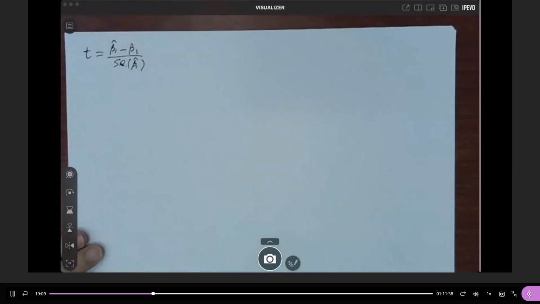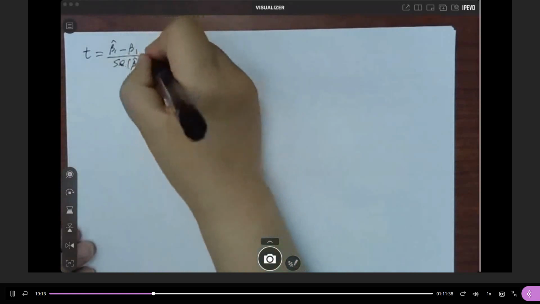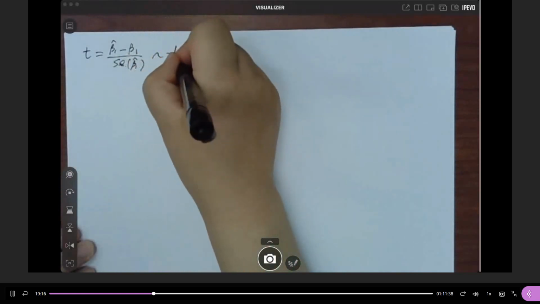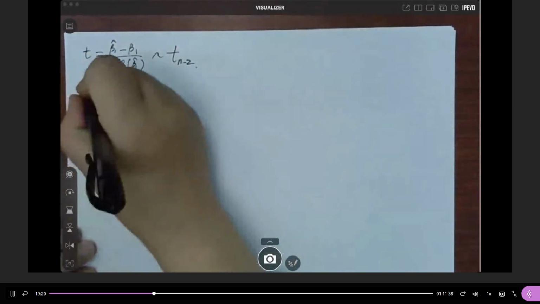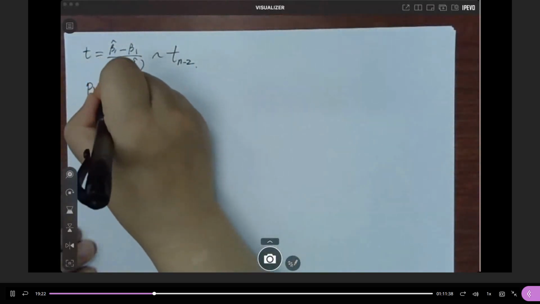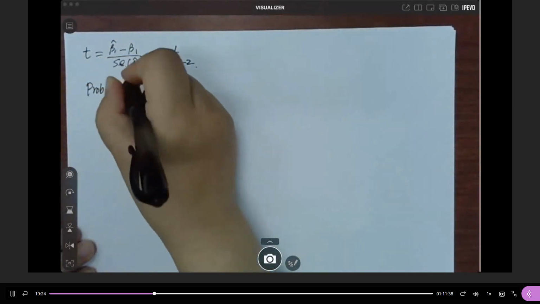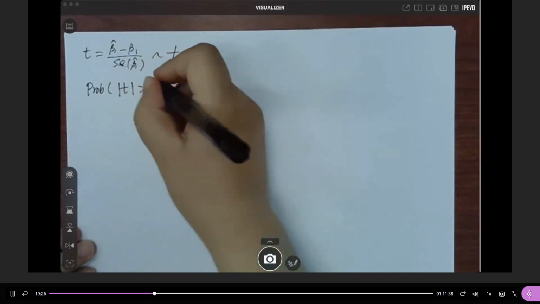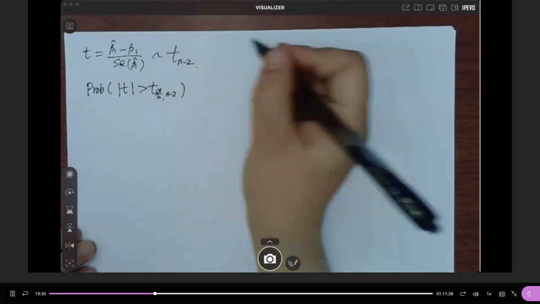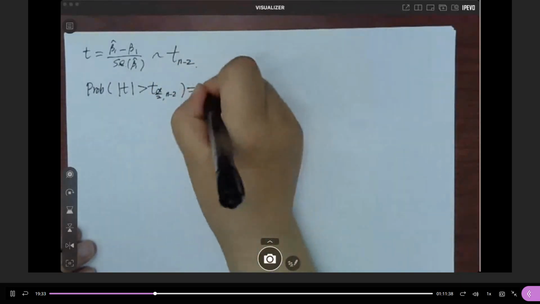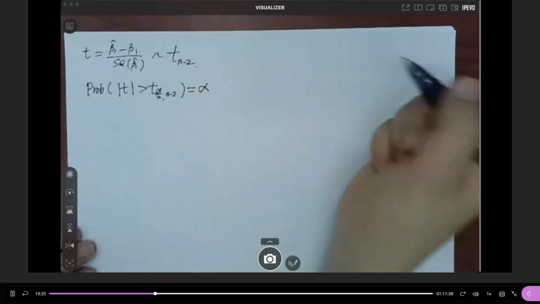It is totally computed from samples. So this one follows a t distribution with n-2 degrees of freedom. Then, once we have a distribution, we can talk about the probability that the absolute value of t is greater than this threshold, t alpha over 2 with n-2 degrees of freedom. What is the probability? This should be exactly alpha, right?